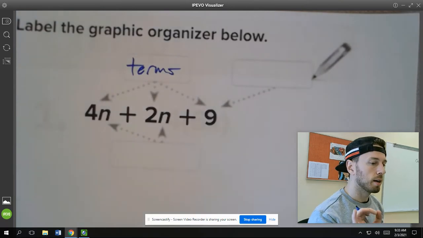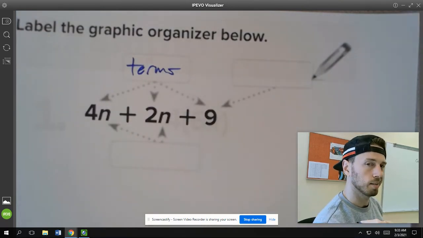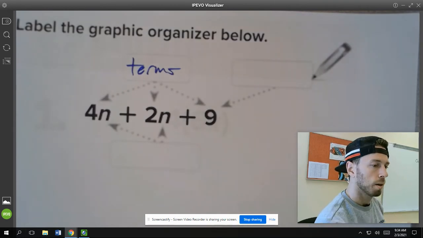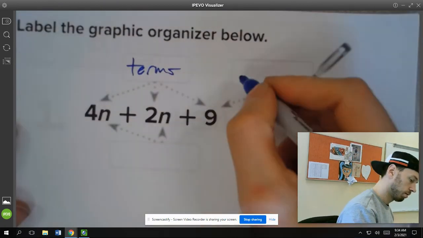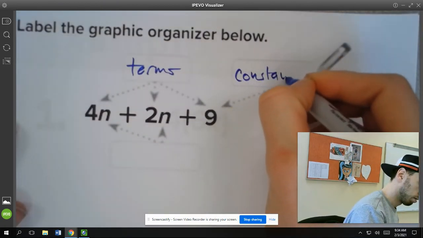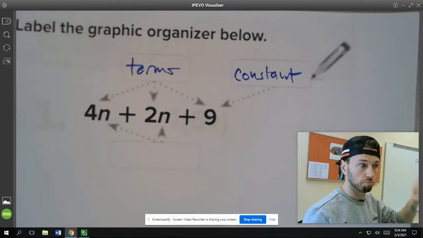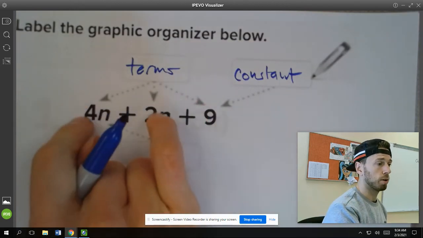Are there any constants in this expression? And if so, what is it? The answer is yes, there is a constant in this expression. Remember, a constant is a term without a variable. In this case, the 9. This is a regular number in an expression. 4n and 2n are not constants.